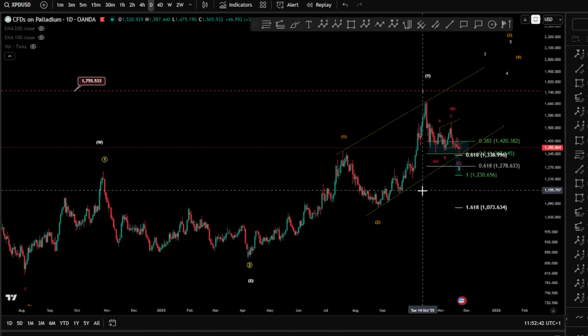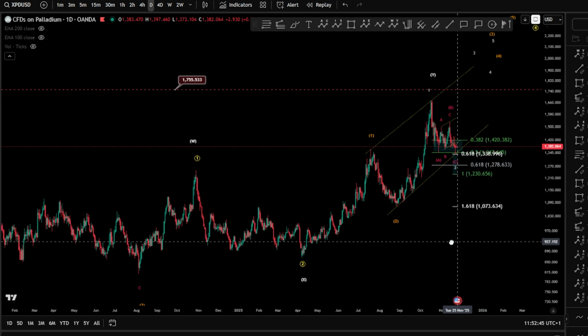Yep, so these are the price predictions and updates for the metals, gold, silver, and palladium.